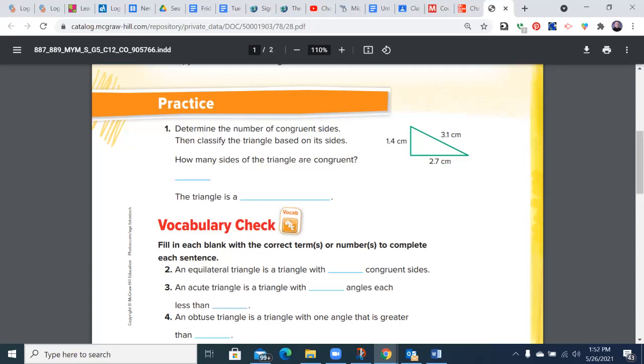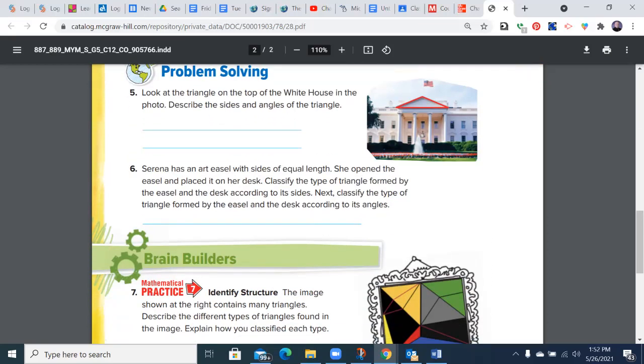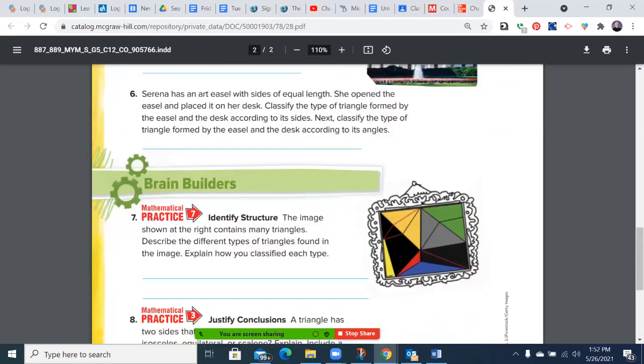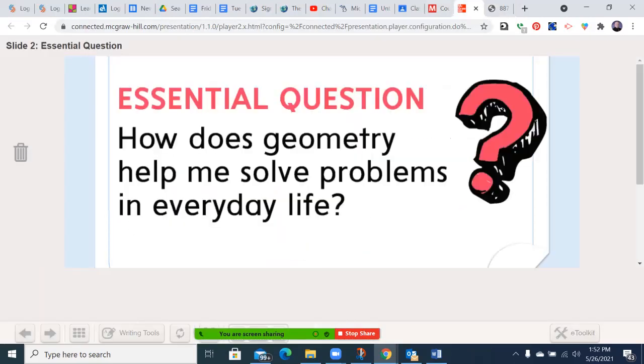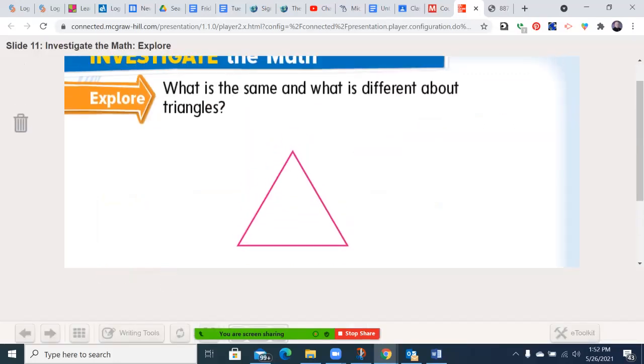We have a vocabulary check, which will heavily go off of pages 9, 15, and 16. We're going to look at the attributes, which are the characteristics of a figure on some of these. And then we have a final kind of test practice style question. This part is not in your book.